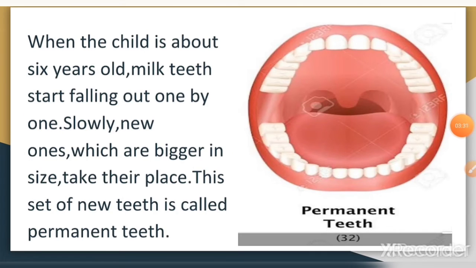As you know, milk teeth are very important. Permanent teeth are also very important. Permanent teeth appear when the child is about 6 years old. Milk teeth start falling out one by one, and then slowly new teeth, which are bigger in size, take their place, and this set of new teeth is called permanent teeth.